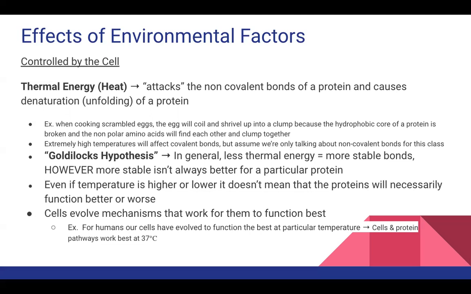And usually, we say in general that if we have less heat, it's more stable, and if we have more heat, it's less stable. But more stable is not always better for the protein. It depends on the function of the protein and what conditions it works under. For human proteins, they work best at 37 degrees Celsius. For other organisms, it could be higher or lower.